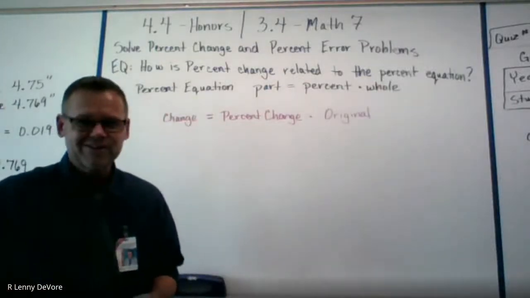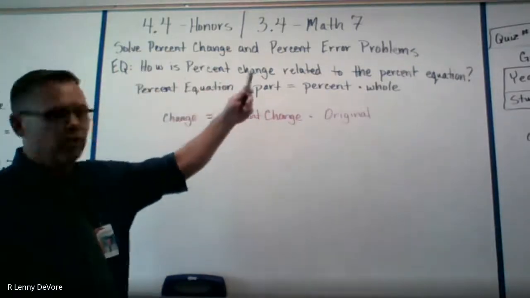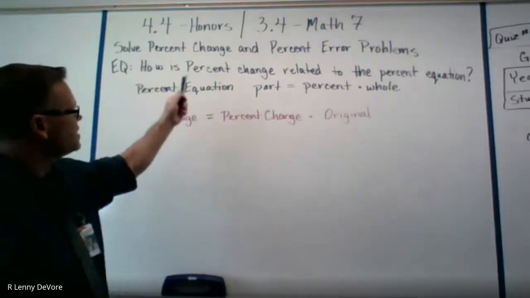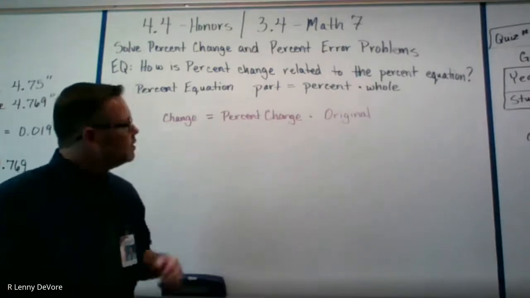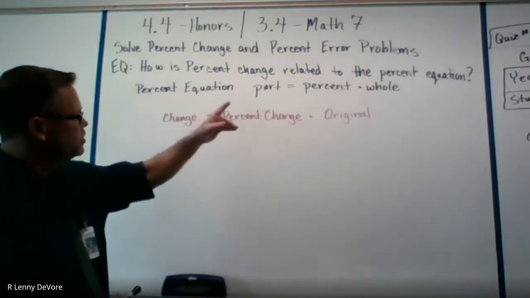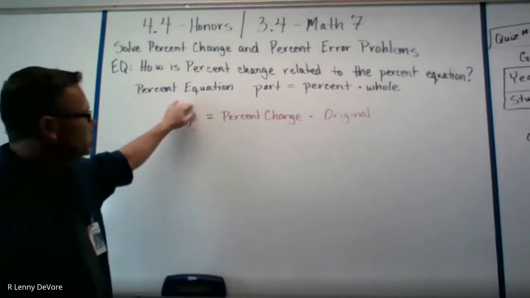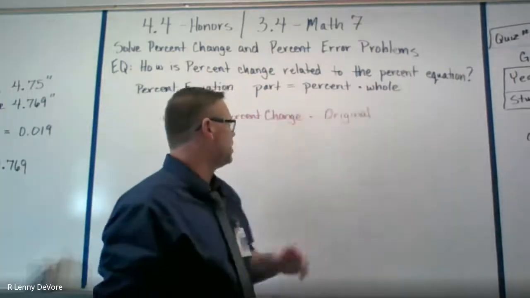All right, guys. So we're looking at 4.4 for the honors and 3.4 for my math 7 students. This says solve percent change and percent error problems. How is percent change related to the percent equation? I wrote the percent equation up here again: part equals percent multiplied by whole.